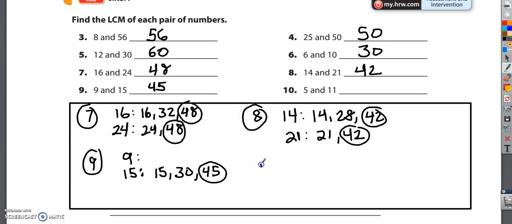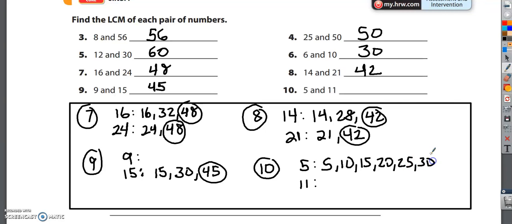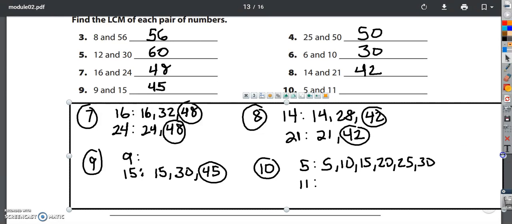Number 10. The multiples of 5 include 5 times 1 is 5, 5 times 2 is 10, 5 times 3 is 15, 5 times 4 is 20, 25, 30, and I'm just going to ask myself, does 11 go into any of those numbers? And it doesn't, so I'm going to keep going. This might take a while.